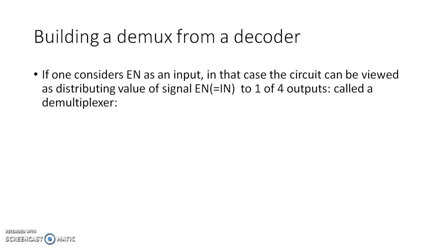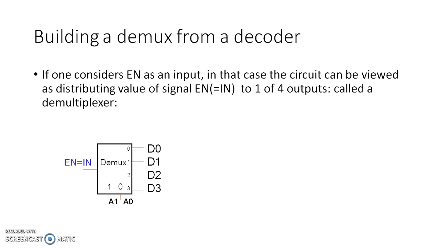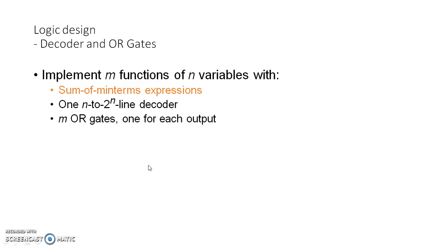Now how can you build a demux from a decoder? To build a demux from a decoder, whenever I have the enable pin in a decoder, that can be used as a data input, and this can be used as a 1 to 4 line decoder, and it has 2 select lines. This is the difference between a decoder and a demux. Demux has a data input. Decoder does not have a data input. It has only select lines. Demux has data input and select lines, both.